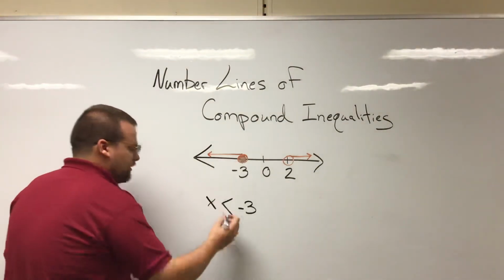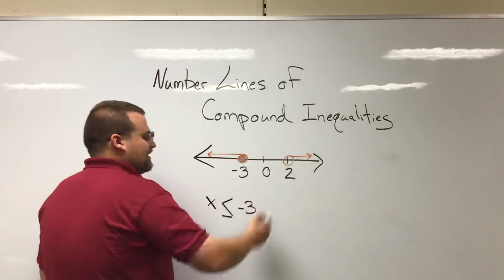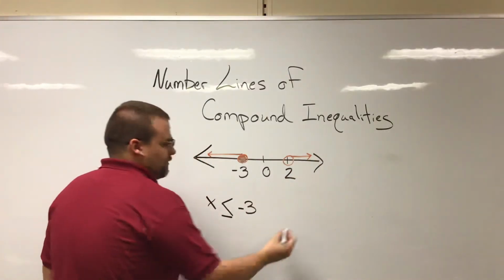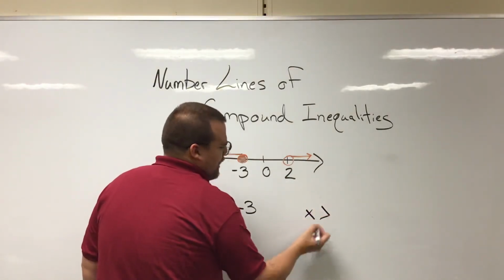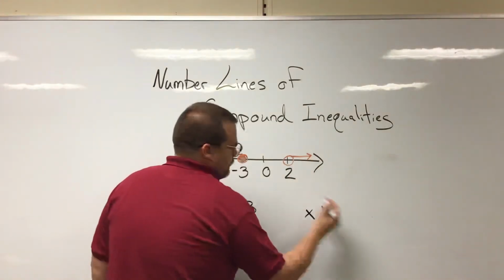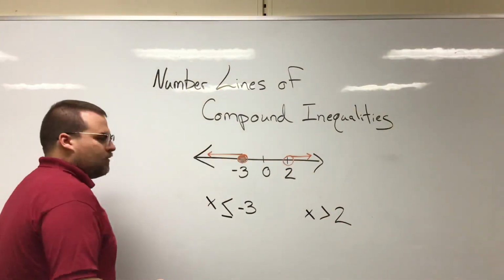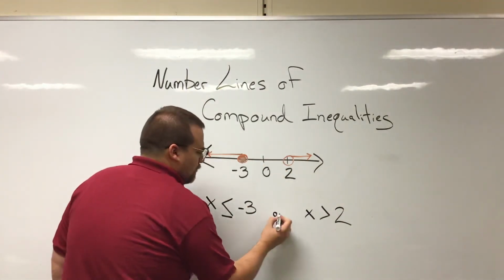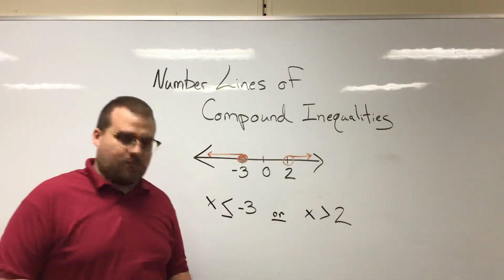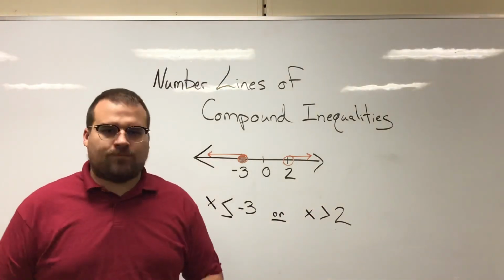Not quite, because filled in dot, filled in circle means or equal to. Now, my second inequality, I have a 2, and it's going greater than. So x must be greater than, again, my arrow, same as my inequality, 2. And we wrote that one correctly because open circle. The important thing is we write or. So x is less than or equal to -3, or x is greater than 2.